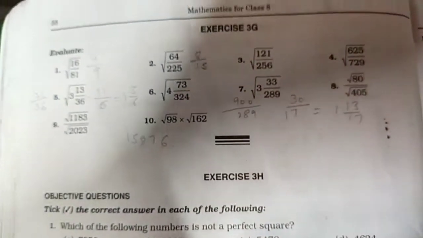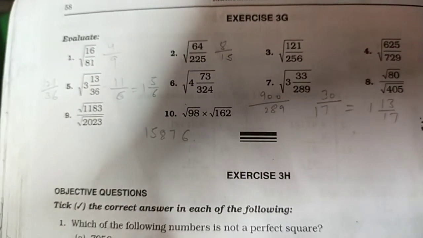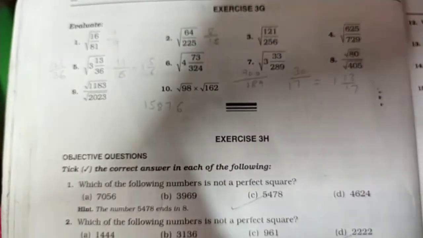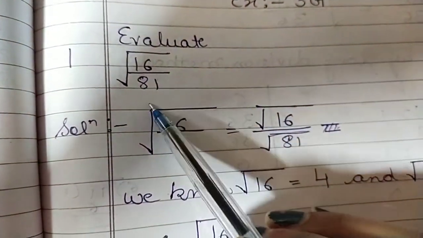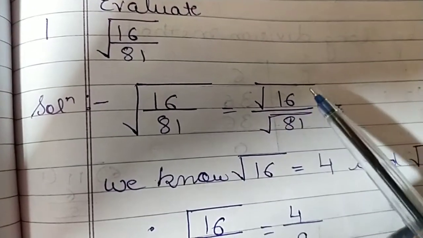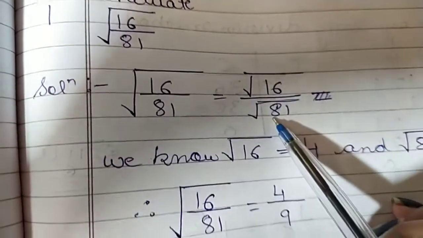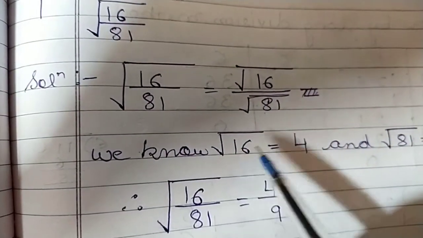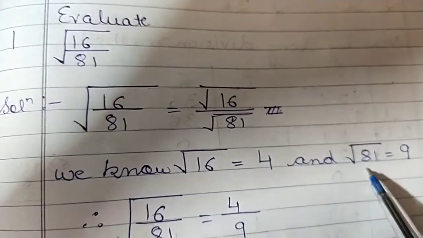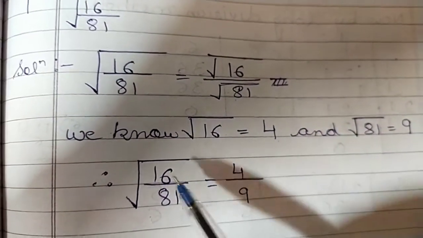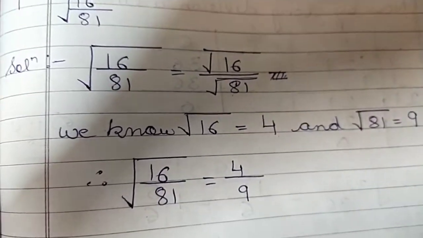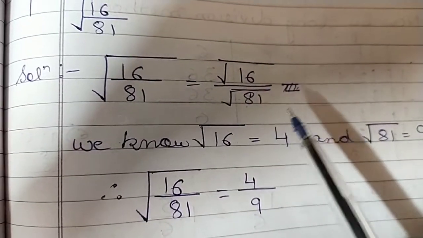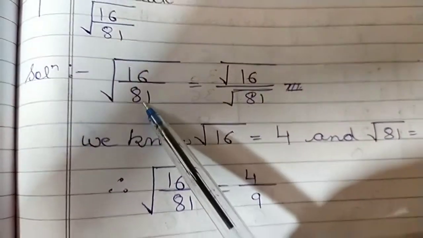Now moving to the exercise. First question is the square root of 16 upon 81. It is equal to under root of 16 upon under root of 81. We know under root 16 is equal to 4 and under root 81 is equal to 9. So under root of 16 upon 81 is equal to 4 by 9. We can also use the long division method to solve these square roots.